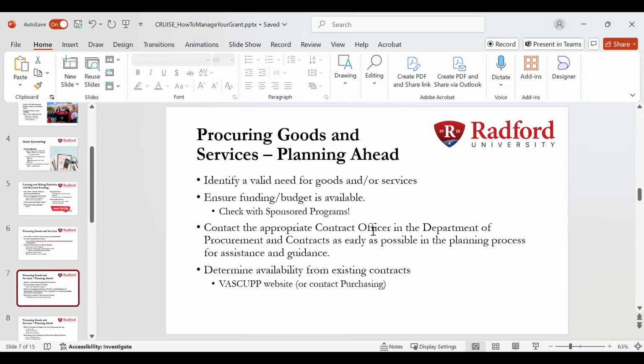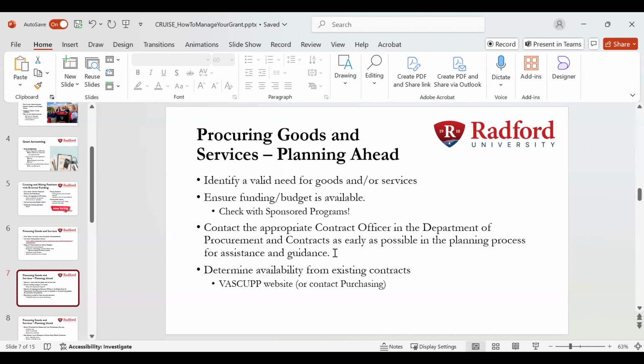Another thing, reach out to the contract officer in the Department of Procurement and Contracts or Purchasing as early as possible in the planning process. I should have said that too in the HR slide. It's always a great benefit if you reach out to these offices ahead of time and let them know what you're doing, because there are some things that they can help you out with, to include procurement or purchasing. There may be a contract already in place that another school in Virginia has, right?